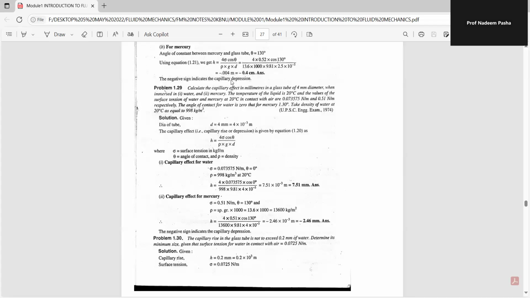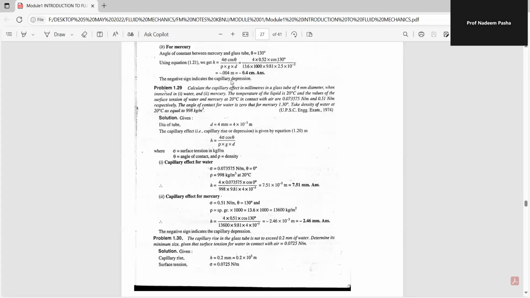So if you do the calculations, H comes out to be 7.51 mm. That is the first case. Second case, what we are doing is the capillary effect for mercury. Sigma is different, that is, surface tension is different, 0.51 Newton per meter. Theta is also different, 130 degrees.